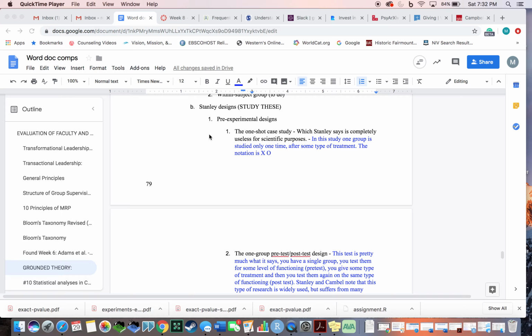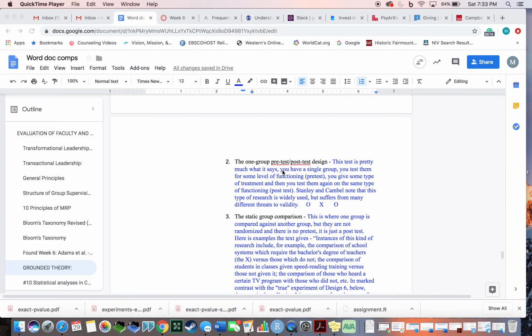So here is the beginning of the Stanley study designs. The first one that we're going to look at is the one-shot case study. Stanley and Campbell say it's completely useless for scientific purposes, and essentially we study one group, or we give treatment to one group, and then after we do some type of observation after the treatment. And so the notation on this is pretty simple. It's just X for treatment and O for observation.